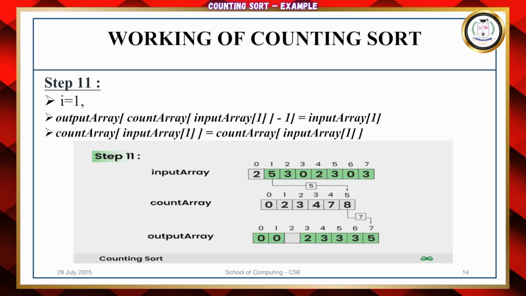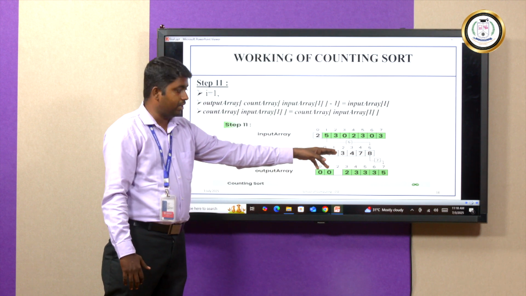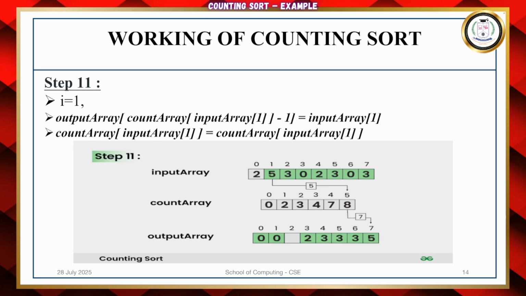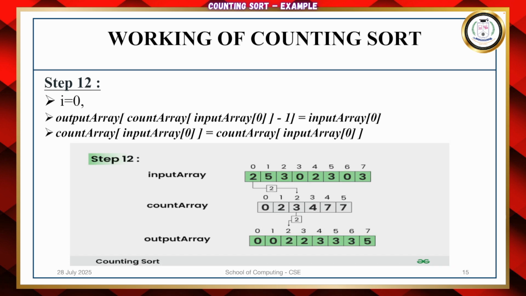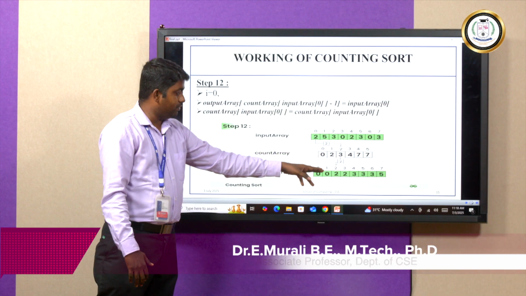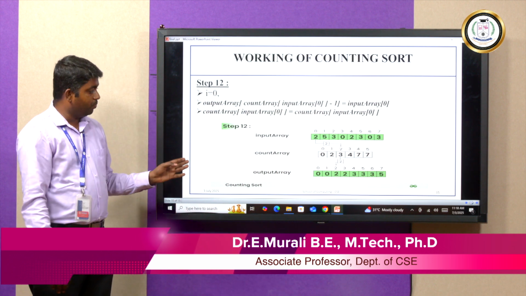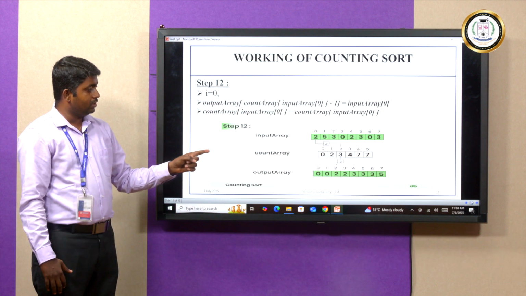Finally, I equal to 1. In the input array we have 5. In the fifth position of the count array we have the value 8, so 8 minus 1 is 7. So 5 has been placed in the output array. Finally, I equal to 0. In the input array we have the value 2. In the second position of the count array we have the value 3, so 3 minus 2 is 1. So finally we have placed all the elements, and all the elements are sorted now. The output is 0, 0, 2, 2, 3, 3, 3, 5.